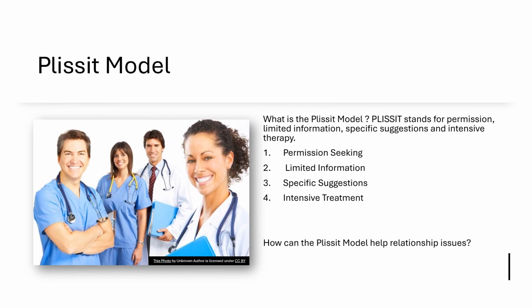The PLISSIT Model. What is the PLISSIT Model? This model was developed by Jack Annon in the 1970s. PLISSIT stands for Permission, Limited Information, Specific Suggestions, and Intensive Therapy. What this created was boundaries and clear objectives with the 4 stages, which includes permission seeking.